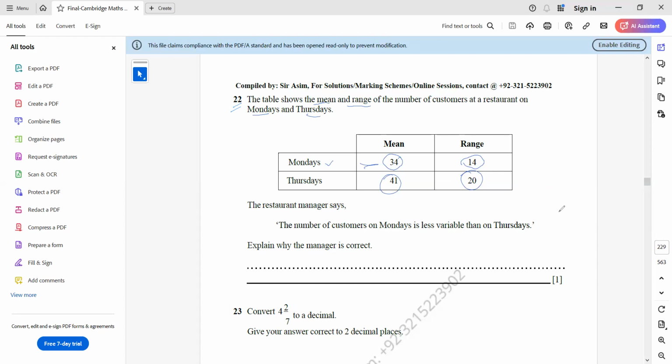You need to see that less variable means it varies less. That means the range is not that much prolonged. It varies less means it is going to a lesser range. So since the range on Mondays is 14, which is lesser than the range on Thursdays, which is 20, that is why we say that the number of customers on Mondays is less variable than on Thursdays.